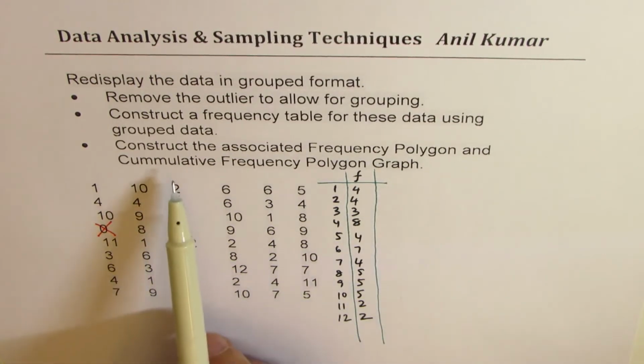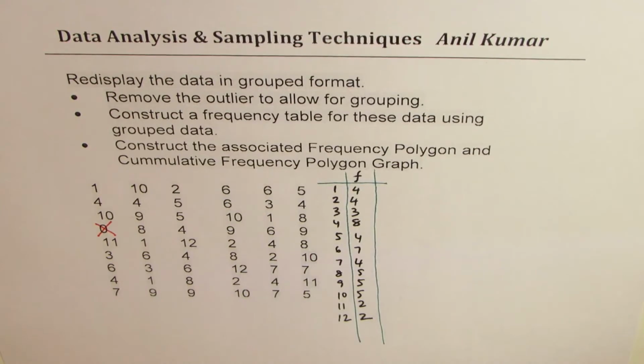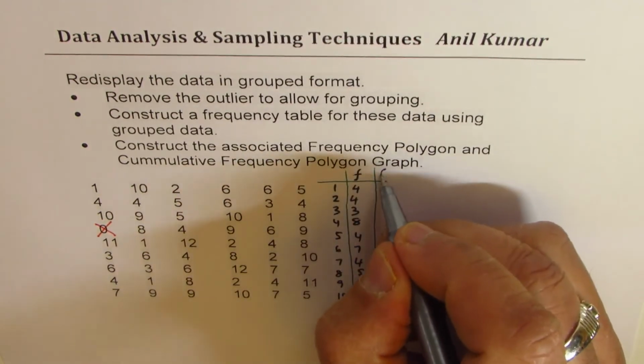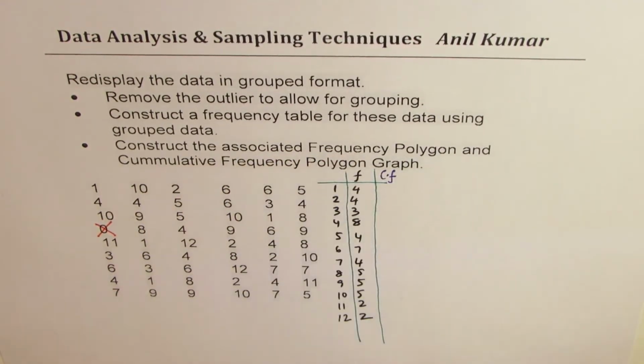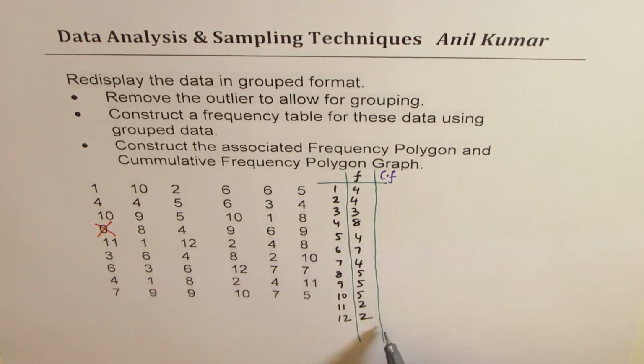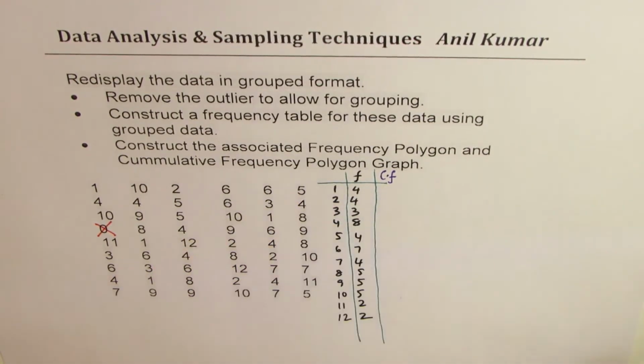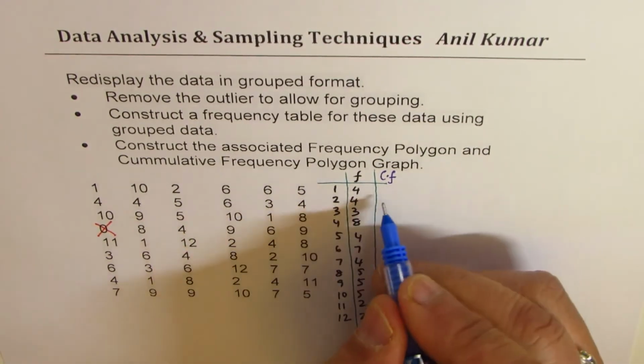We are also talking about cumulative frequency polygon graph. So let me add a column for cumulative frequency. Right? So cumulative frequency is just keep on adding. It should add to 53, right? We removed 1 for 0. So that gives me 4.